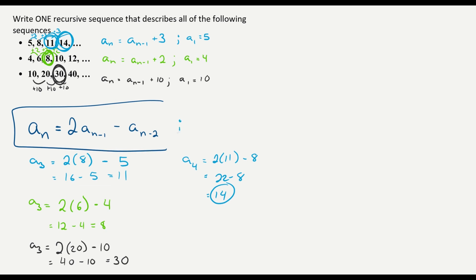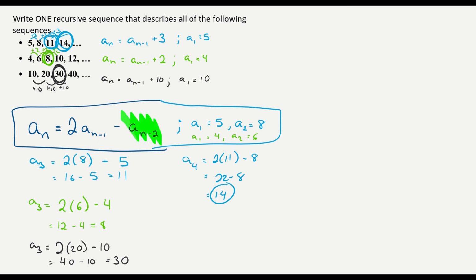Now, the only thing that's going to change is I'm going to have to give different starting points for each one. So for this one, a sub 1 equals 5, and then a sub 2 equals 8. For the second one, a sub 1 equals 4, a sub 2 equals 6. And for the third one, a sub 1 is 10, a sub 2 is 20. I'd have to provide that different information. But the general rule, the general formula is the same. That's the general rule for any arithmetic sequence if you want to write it with a recursive rule.